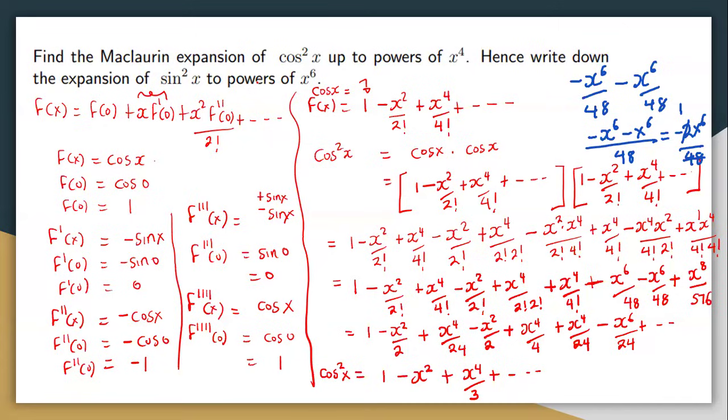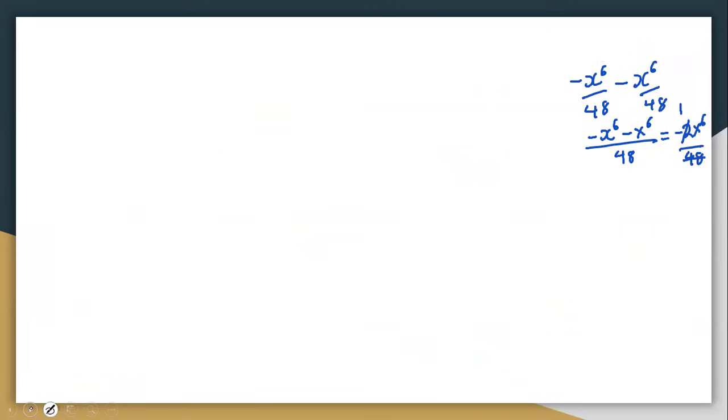Which identity is that we can use? Okay, I'm looking through. I think we're going to use sine squared x equals 1 minus cos squared x. Okay, good. So that is the identity we are going to use.